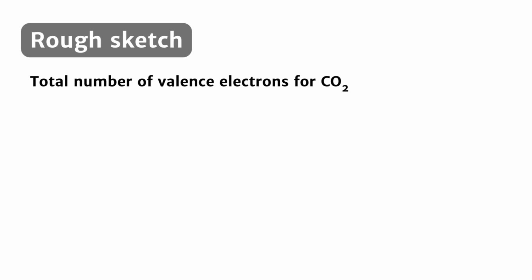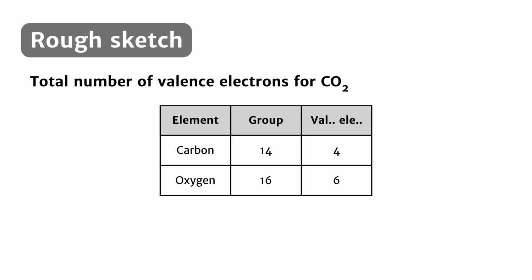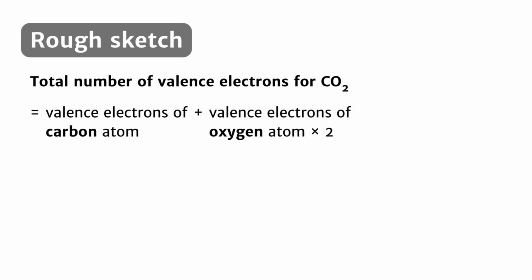The total valence electrons in CO2 are determined by adding the valence electrons of individual atoms. Carbon, belonging to group 14, provides 4 valence electrons, while each oxygen, a group 16 element, contributes 6 valence electrons. With 1 carbon and 2 oxygen atoms in CO2, the total valence electrons calculation becomes 4 for carbon plus 6 for oxygen multiplied by 2, giving a total of 16 valence electrons for CO2.